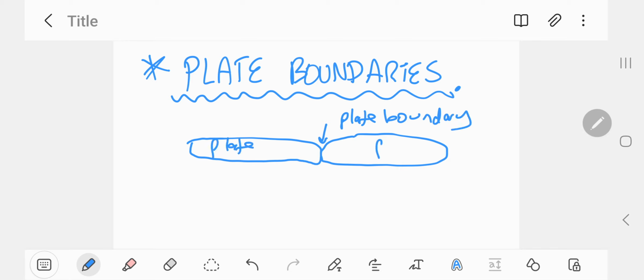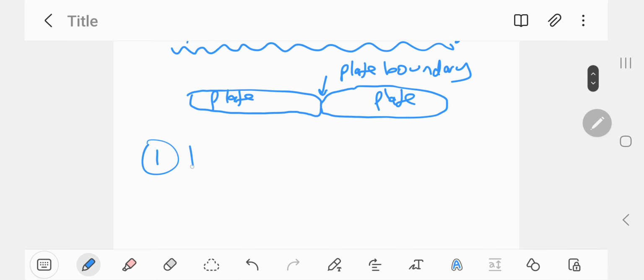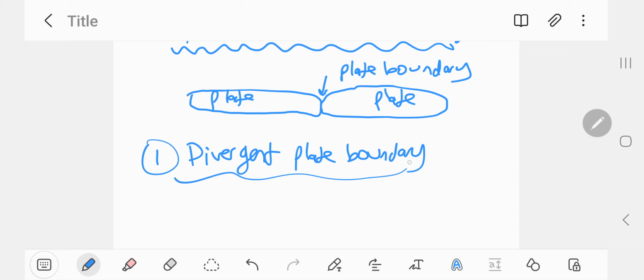Okay. And there's three types of plate boundary. First one, divergent plate boundary. Each of these different types of plate boundaries is characterized by how the plates move and the geological effects which occur that result in the movement. Okay, so I'll start with divergent boundaries.